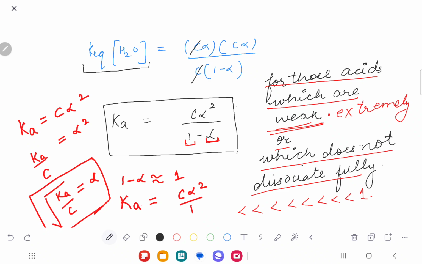So what exactly does that mean? Alpha means what? Degree of dissociation. So more and more alpha will be released if concentration is less. And if concentration is less, what exactly do you understand from this? You tell me. That means it is a more diluted solution.